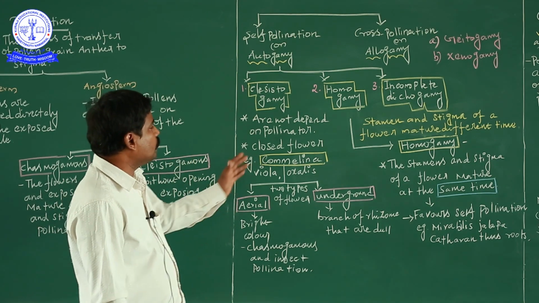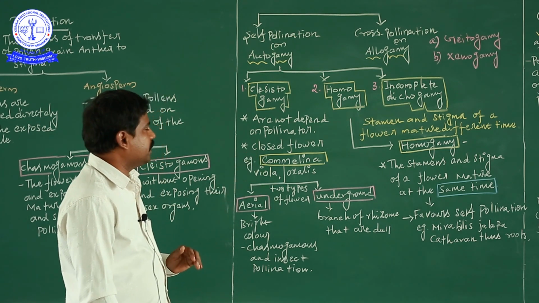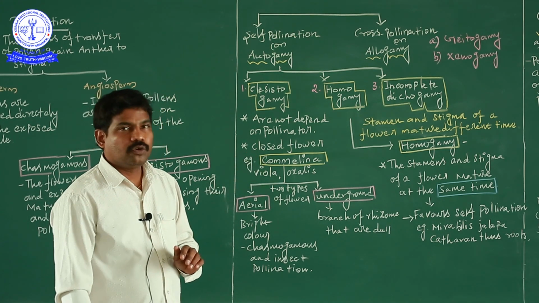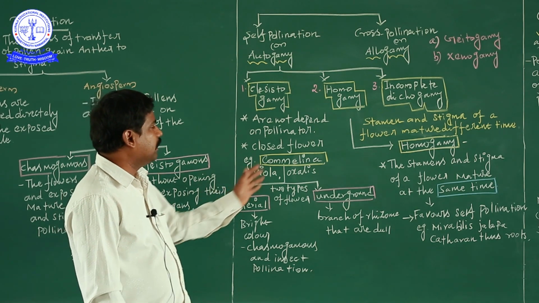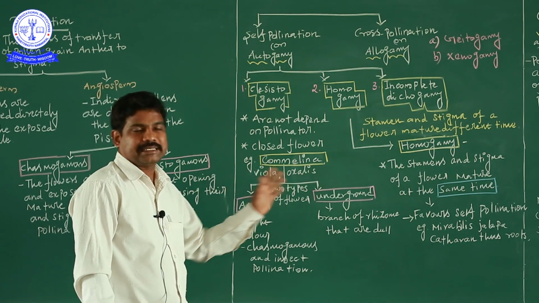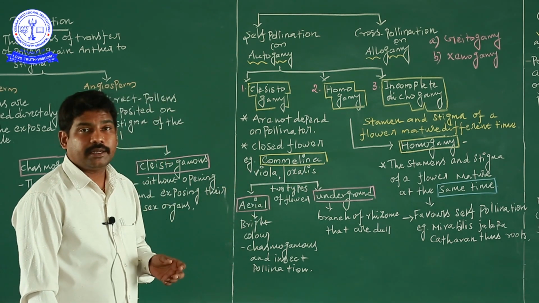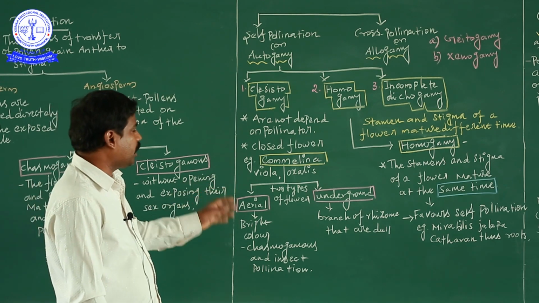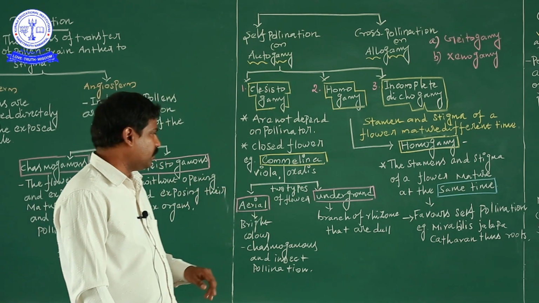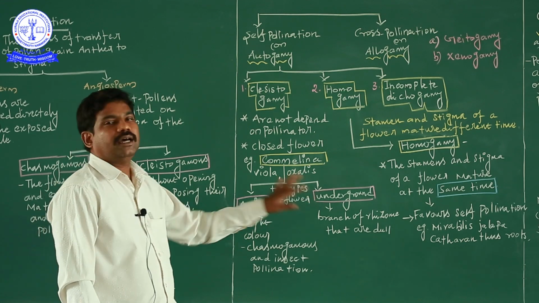Okay, and then closed flowers. Especially, the cleistogamous flower is a closed flower. Examples: Commelina, Viola and Oxalis. Okay, in Commelina especially, two types of flower are present. First of all, aerial and then underground.